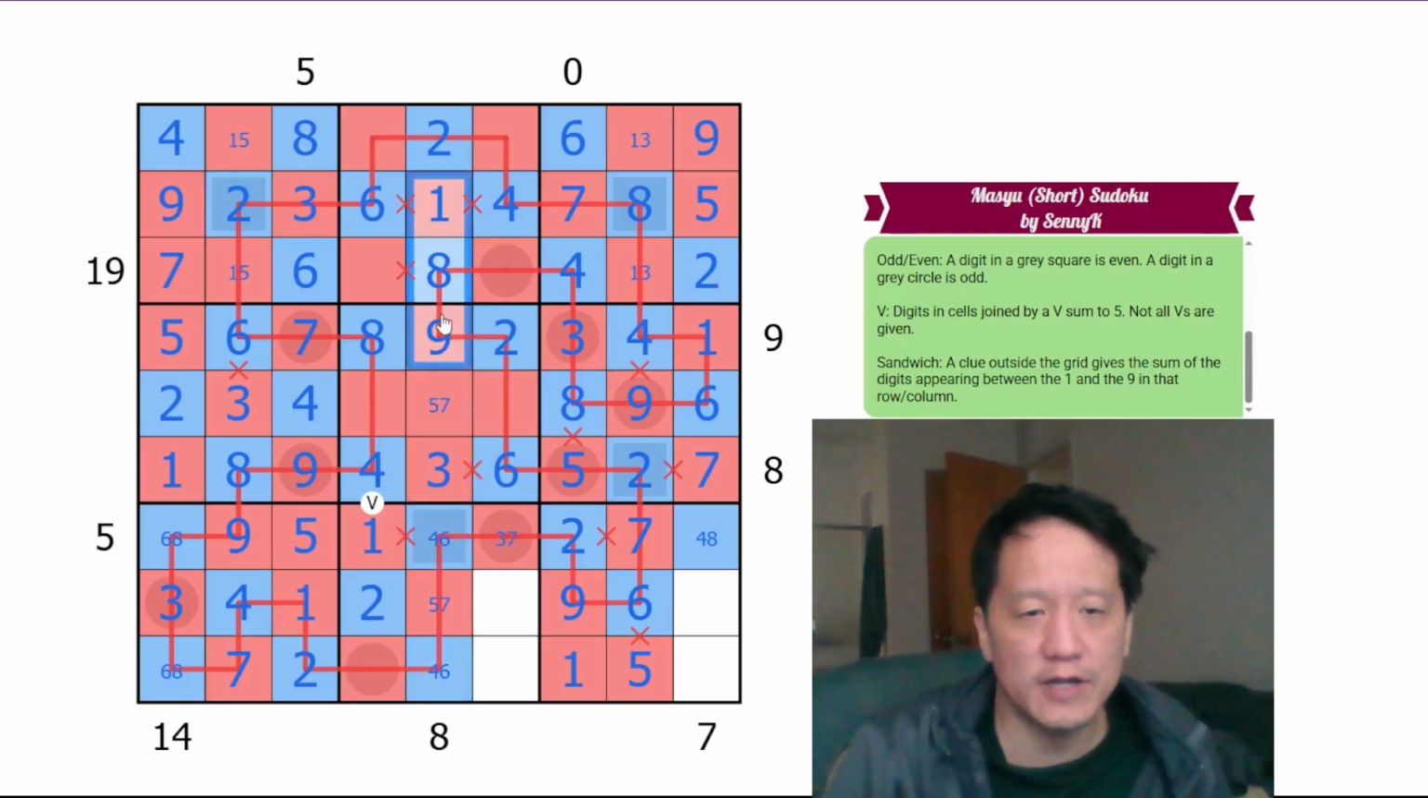This is done. 8's between the 1 and 9. This is done. Nothing's between 1 and 9 here. This is done. 2 and 5 are between 1 and 9, adding up to 7. This is done. 1 and 9. 2, 3, and 4 are adding up between 1 and 9. This is 8 between 1 and 9 here. So we just have the 19 to finish.